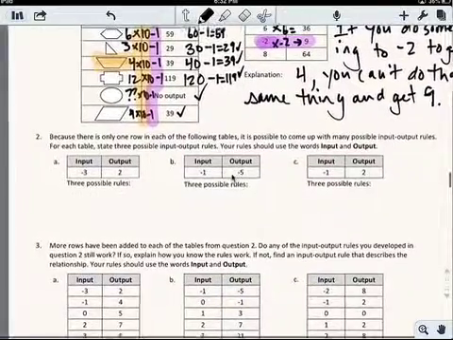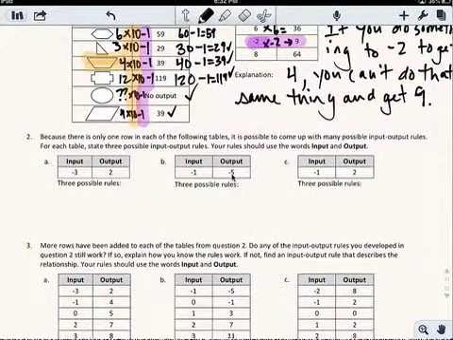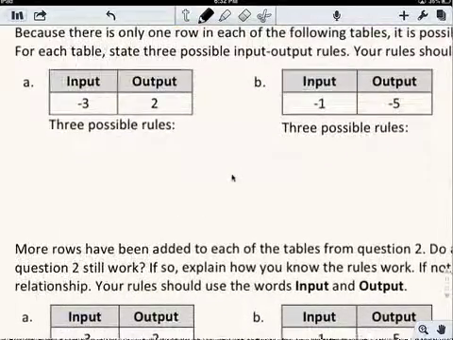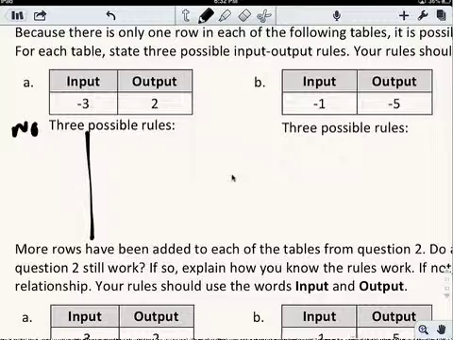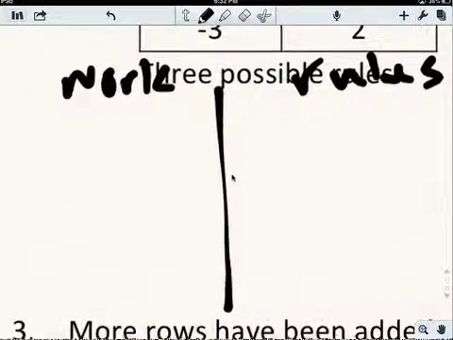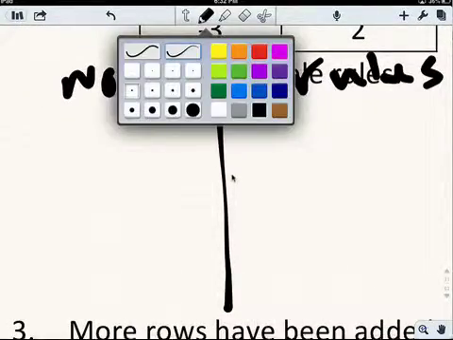All right. Because there's only one row in each table of the following tables, it is possible to come up with many possible input-output rules. For each table, state 3 possible input-output rules. Your rules should use the words input and output. So I get to play the game of how do I get from -3 to 2? And I'm going to do my work over here, and I'm going to put my rules over here.